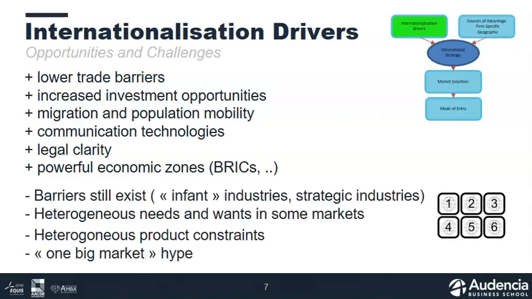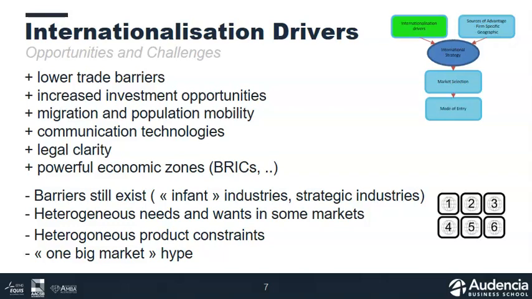If those are the positives, there are some negatives as well. Some barriers still exist. A lot of countries will still promote what they call infant industries. So they'll say, well, we have some industries that are just emerging, or they're young industries. We need to protect them from competition from abroad. And so we're going to put up some sort of tariff barrier or a non-tariff barrier to protect these industries.